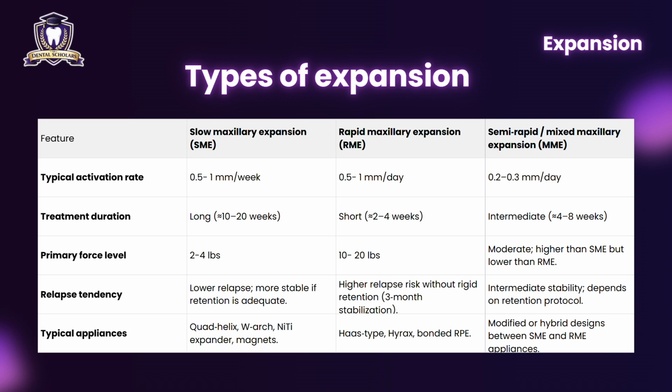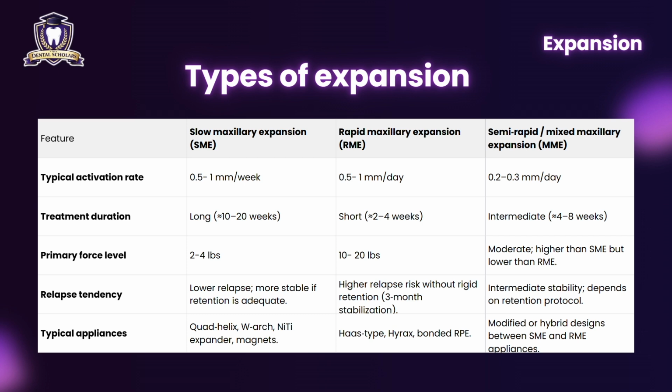So the treatment duration for slow maxillary expansion would be long. For rapid maxillary expansion, it would be short, and intermediate for semi-rapid maxillary expansion. And the force levels in slow maxillary expansion would be between 2 to 4 pounds. In rapid maxillary expansion, 10 to 20 pounds. And the force levels would be moderate in semi-rapid maxillary expansion.